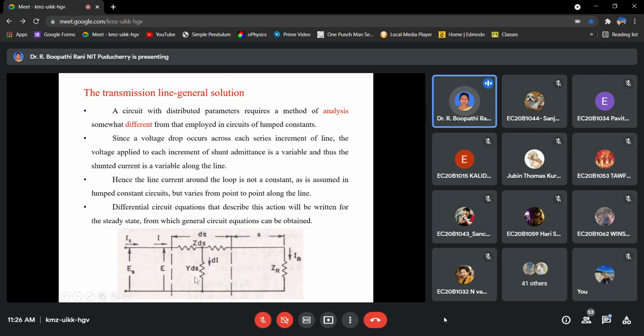In circuit theory we assume the shunt voltage is constant, but in transmission line theory for distributed components a voltage drop occurs across each series increment of line. So the voltage applied to each increment of shunt admittance is variable, which in turn causes the current around the loop to be variable. So these are the differences with respect to circuit theory. For this, we need to write differential equations and find the solution.